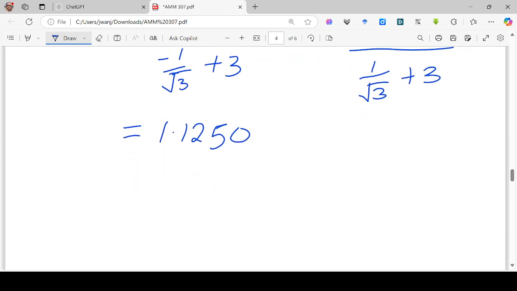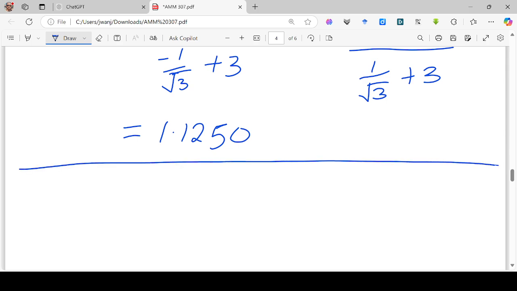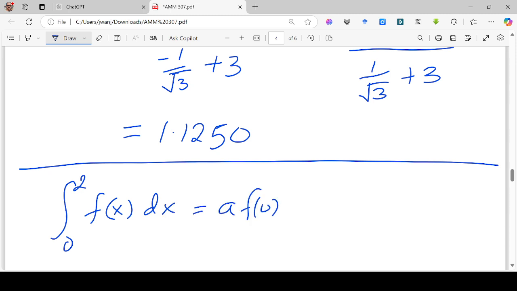So basically those are the 1-point and 2-point methods. Suppose we are given a different problem. You are given a method, say the integral from 0 to 2 of f(x) dx is equal to a times f(0) plus b times f(0.8) plus c times f(1.8). And then you are told to determine the values of a, b, and c.